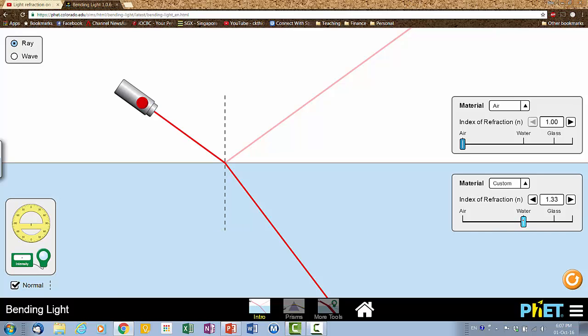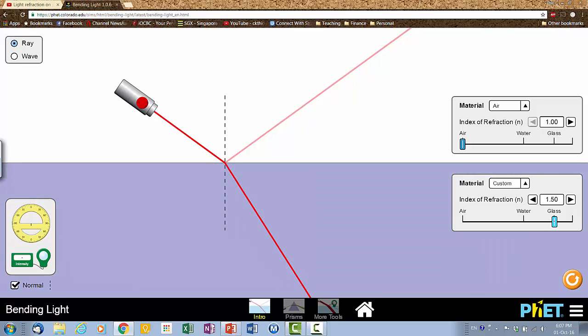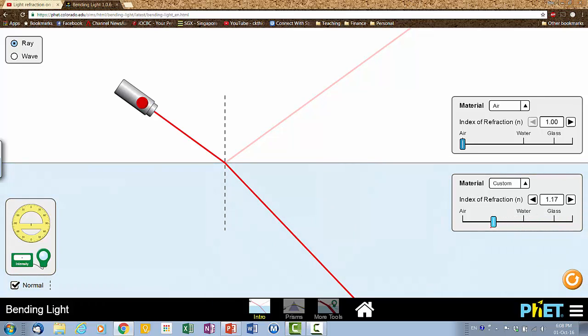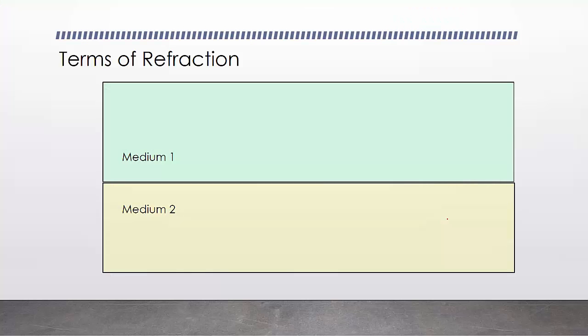But you find that if we change the material from, let's say, water to glass, the direction of the light ray actually differs because it slows the light more. Okay, if you slow it even further, it will change more. But if you slow it less, you find the change in direction is less. Okay, and more.